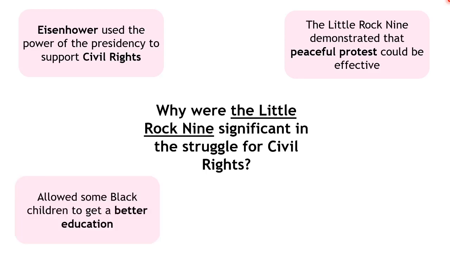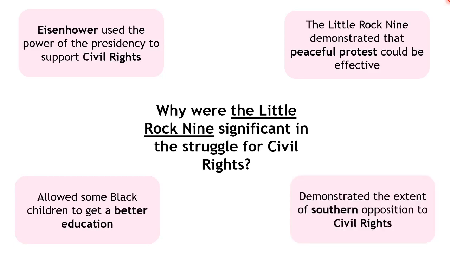Also, some black children, the Little Rock Nine, and people who came after them were getting a better education with all the benefits that had. And just as before with Brown versus Board of Education, the Little Rock Nine shows us the level of opposition to civil rights in the South. That people were willing, like that woman in the photo we saw at the start, to scream and shout and to threaten violence against 13, 14, 15-year-olds who just wanted to go to school.